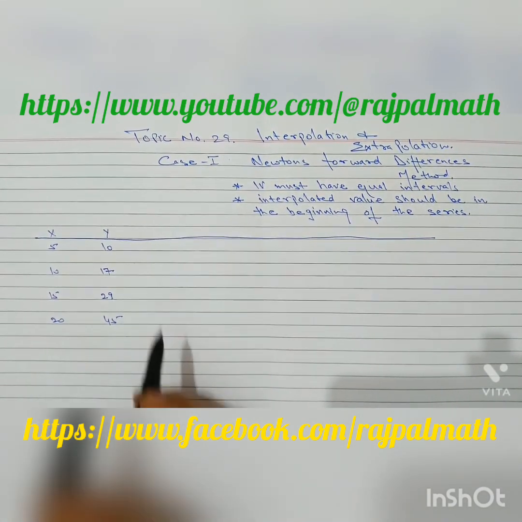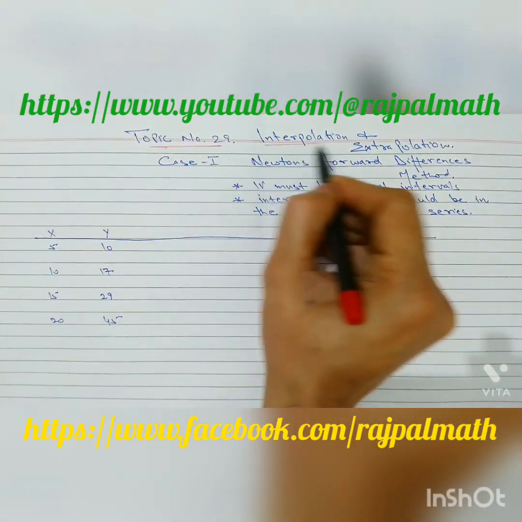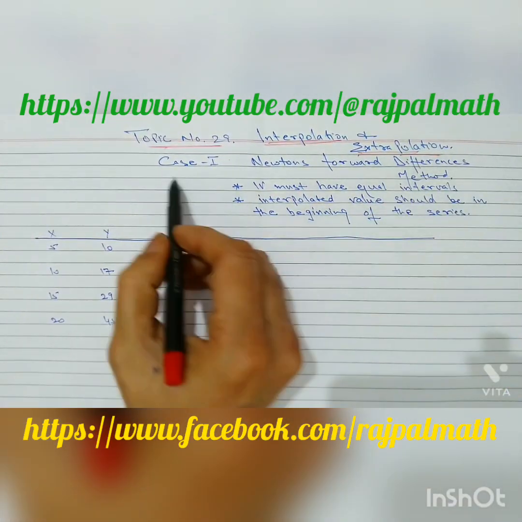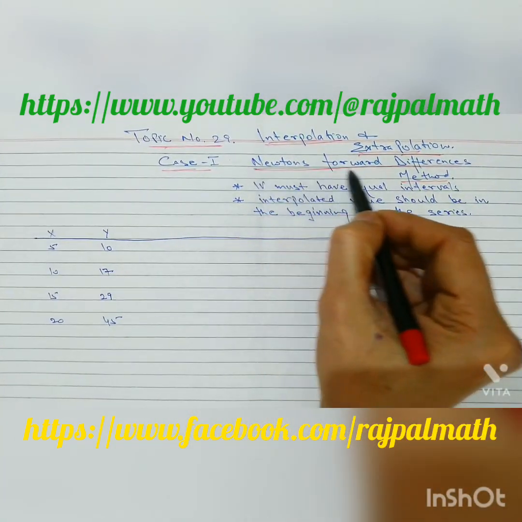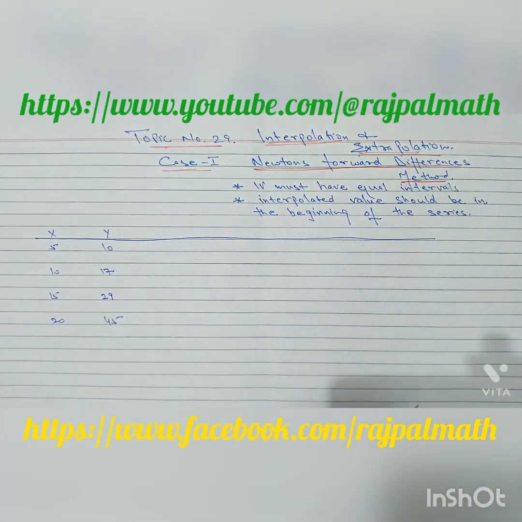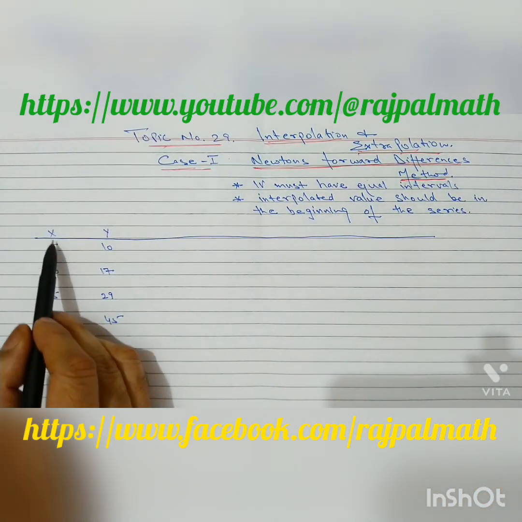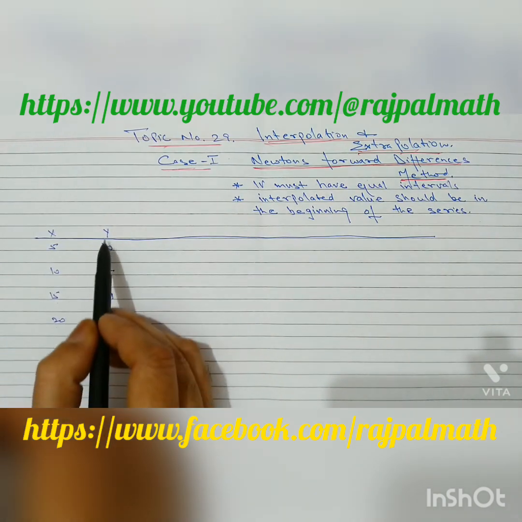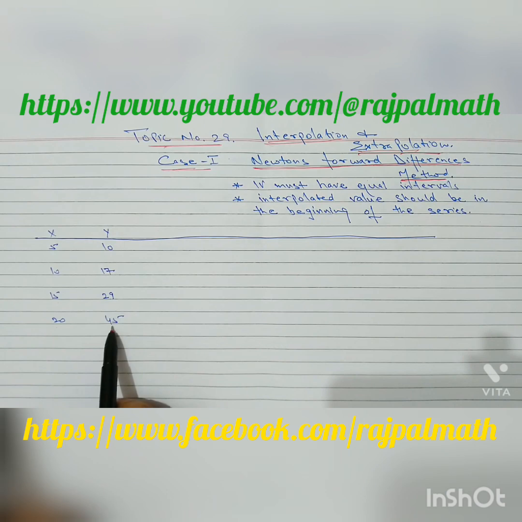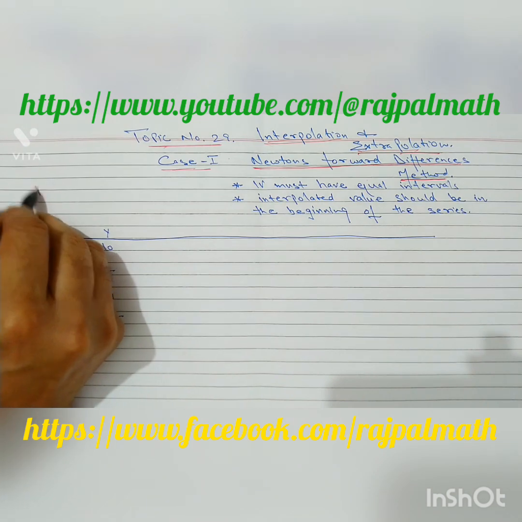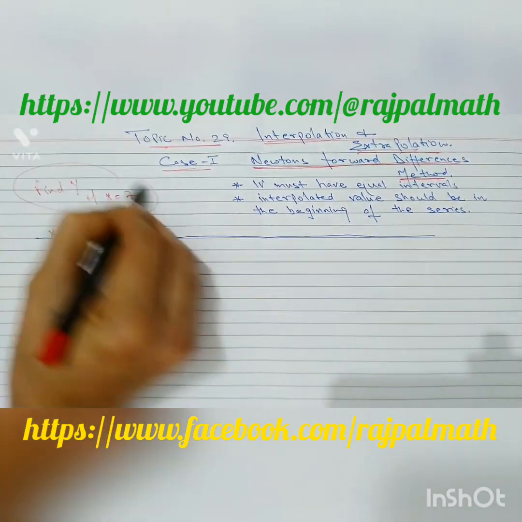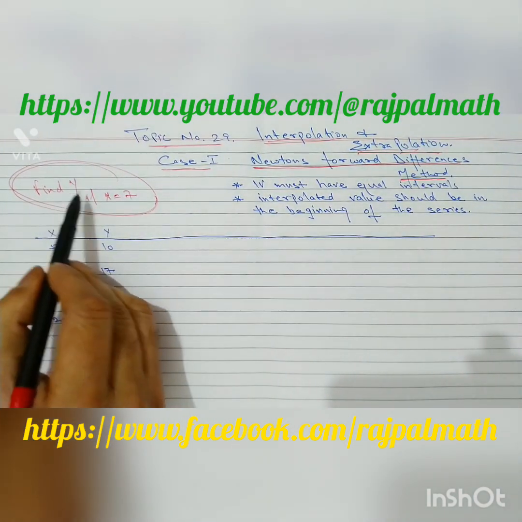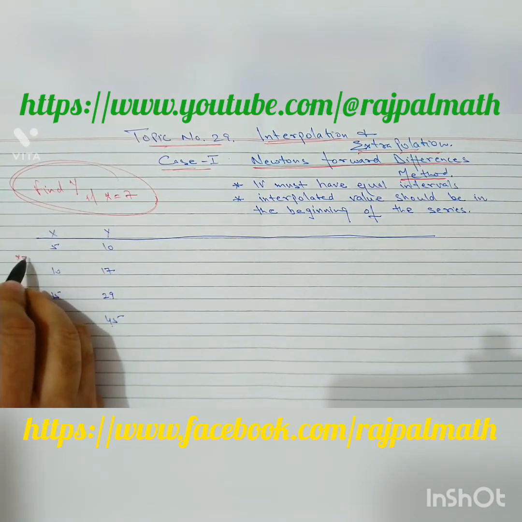Hello students, our topic number 29 is interpolation and extrapolation by using Newton's forward differences method. Now the question is given: x values are 5, 10, 15, 20, and y values are 10, 17, 29 and 45. Now find the value of y if x equals 7.